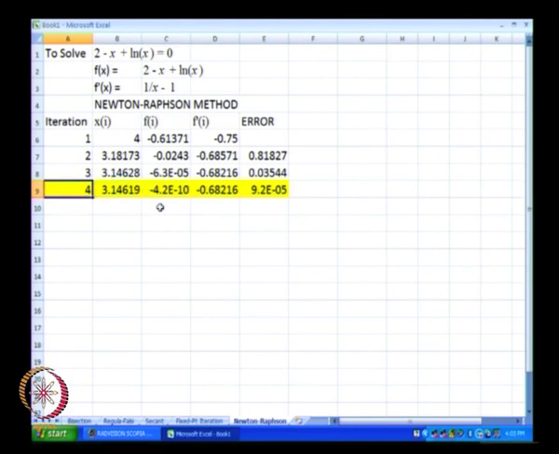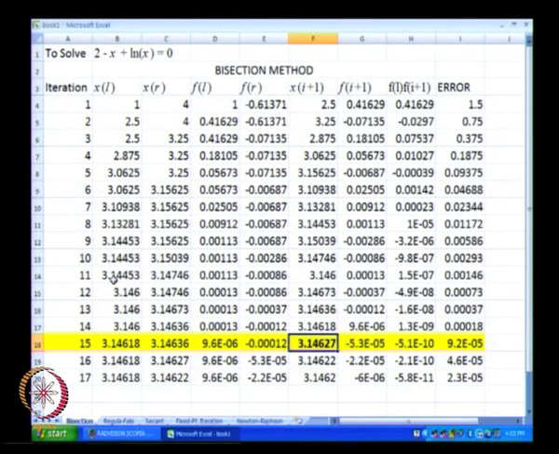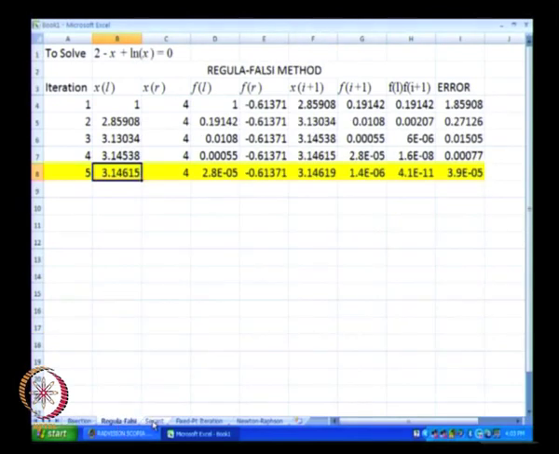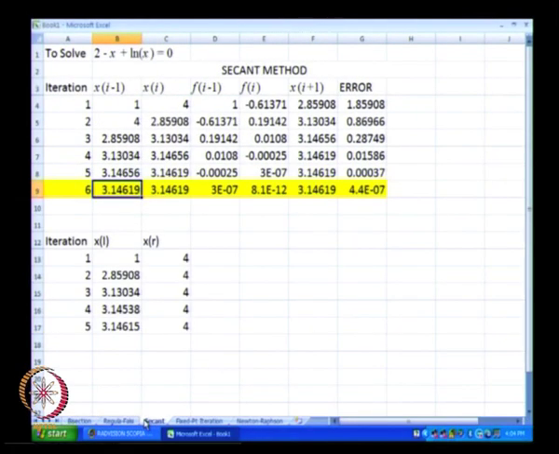So what we can now do is go back and compare the number of iterations that various methods have taken. For this particular problem, I spent some time selecting a problem which showed the kind of features that are expected from these numerical techniques. So the bisection method took 15 iterations to get to the solution. Regula falsi and the secant method took 5 and 6 iterations respectively.